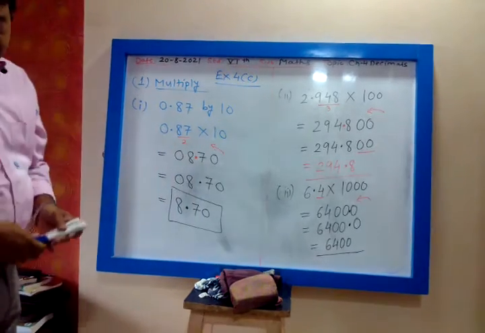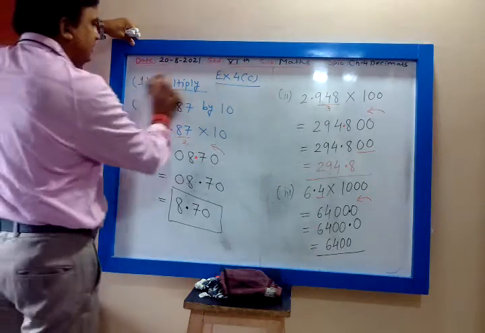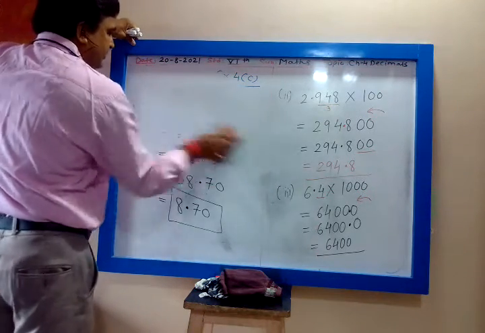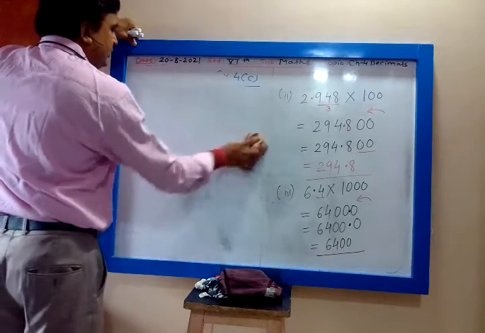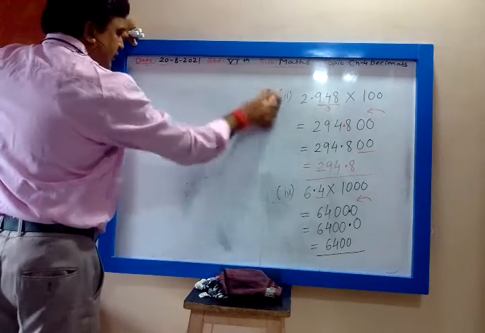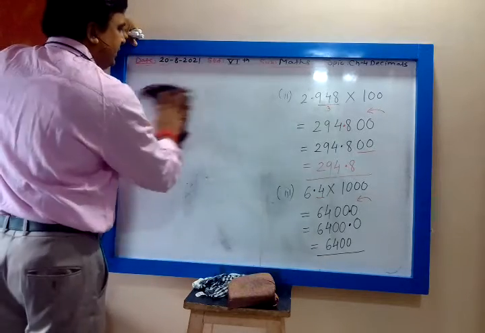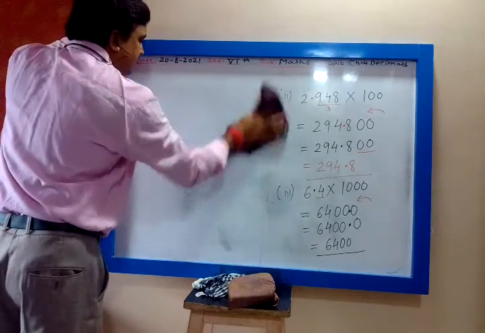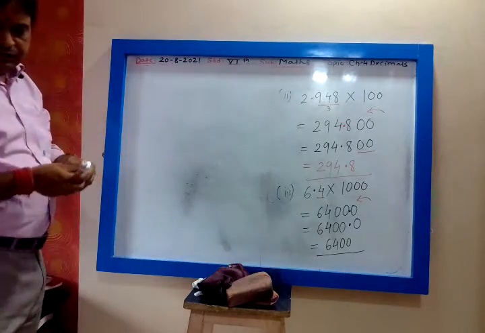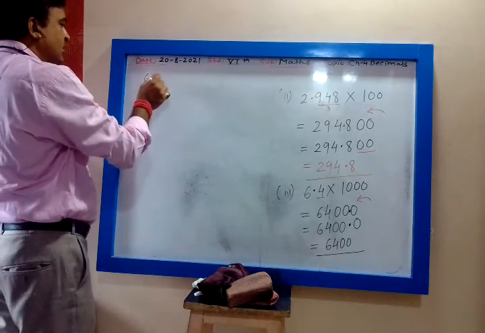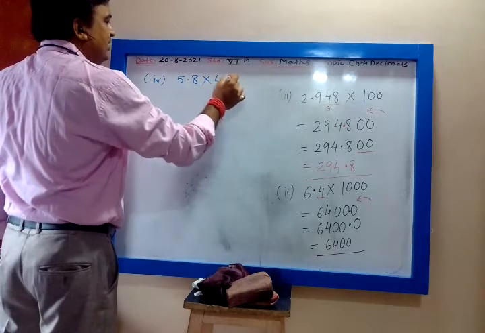Yes, following. Now the fourth is 5.8 by 4. Should I give homework 5.8 by 4? No, let me do it. Because this is the beginning, you should have a better understanding. Then only we can give the homework. Now the fourth is 5.8 by 4. Let us see what it comes.